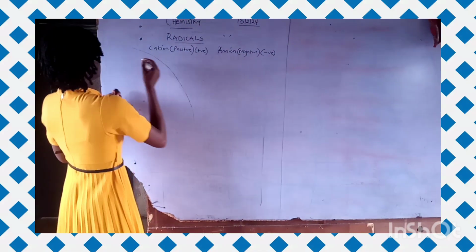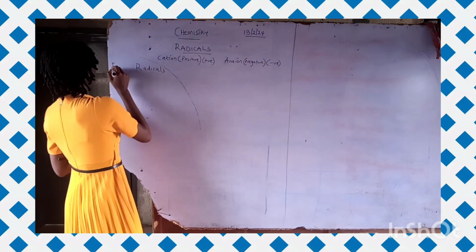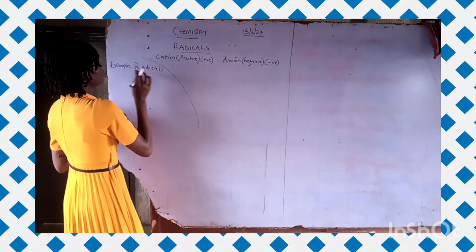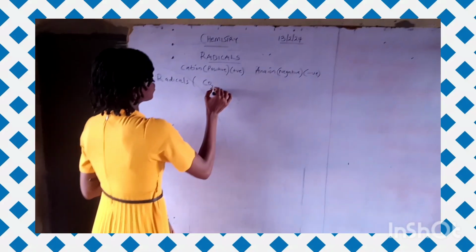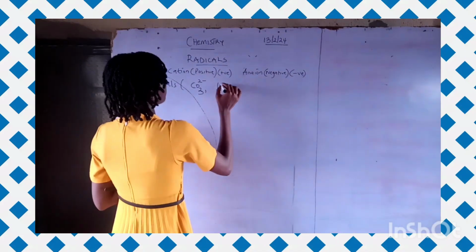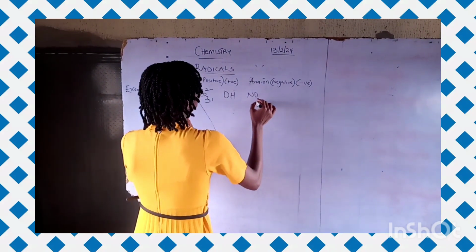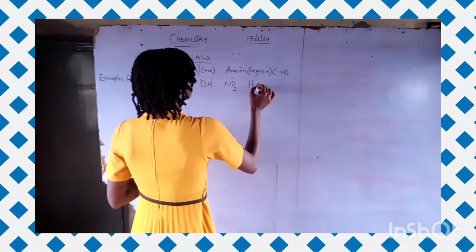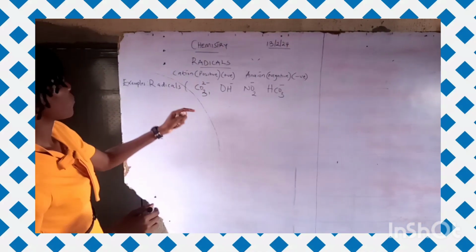So examples of the radicals: we have CO3 2 minus, we have OH minus, we have NO2 minus. So these are the negative radicals.